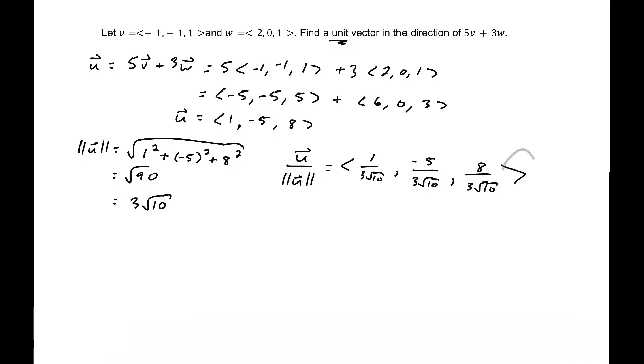Now, we know that this is in fact in that same direction because of the work we've done, and we now know that it is a unit vector because we've divided by its magnitude, so the magnitude of this must be 1.